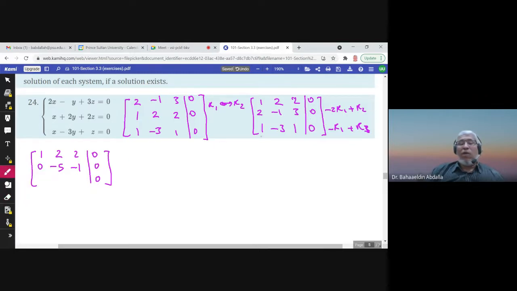Now negative R1 plus R3. Negative 2 plus negative 3. Negative 2 plus 1. You can see that you have the same column, the same row. So we will have infinitely many solutions here. Anyway, I will write it in the reduced form. So I will divide row 2 by negative 5.